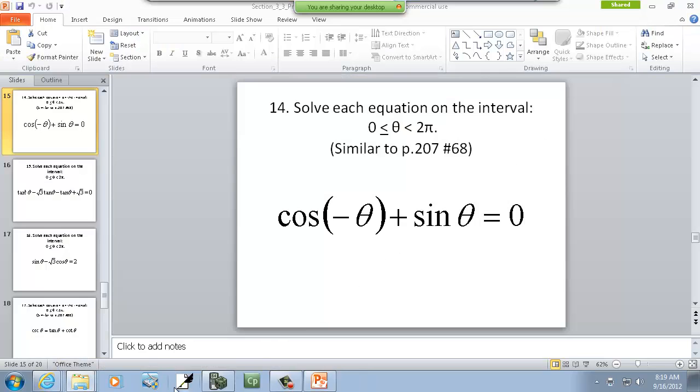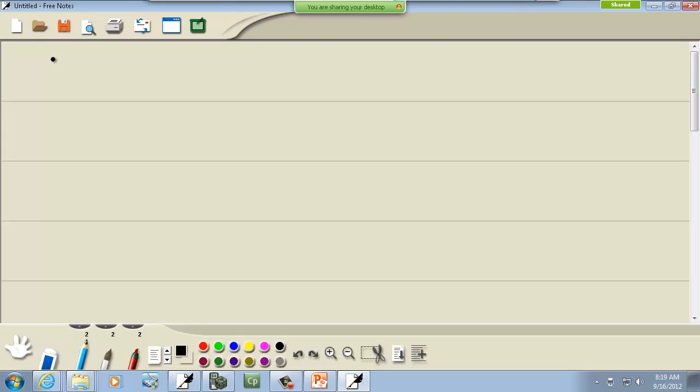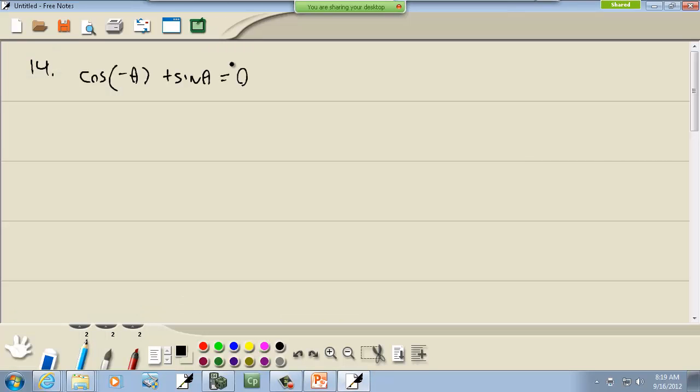Time for a little tablet reset, so there we go. So here we have cosine of negative theta plus sine theta is equal to 0. Okay. Now, whenever we have negative angles in there, we can always use our even and odd properties to simplify. Cosine is an even function, which means if you have a negative in there, you can just drop it. So this becomes cosine theta plus sine theta is equal to 0.